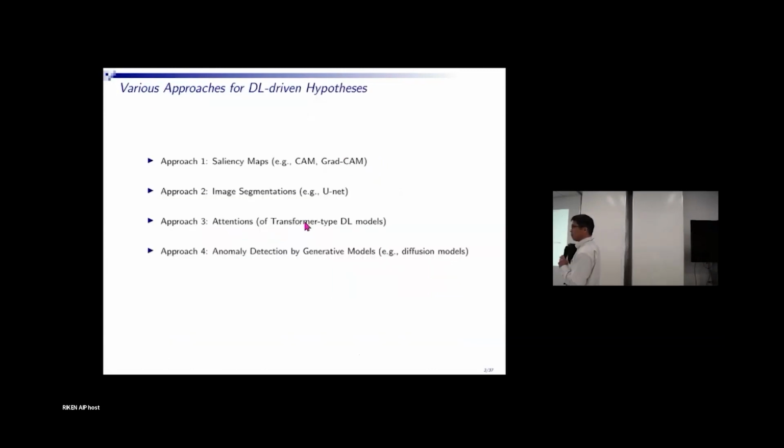So there are multiple approaches for finding hypothesis for this brain image analysis. For example, we can use saliency maps, something like CAM or GradCAM. This is approach one. And we can simply apply image segmentation, for example, by using UNet. And the third approach is that, for example, if we use vision transformer, we can look at the attentions. This is another interesting approach. And the fourth approach is that we can, for example, detect the anomaly region by using generative models, such as diffusion models. So let's see one by one.